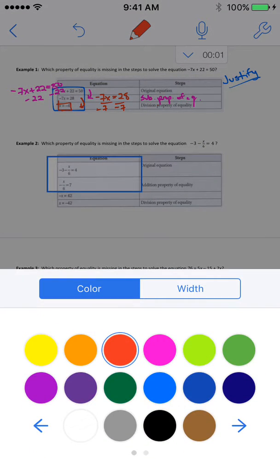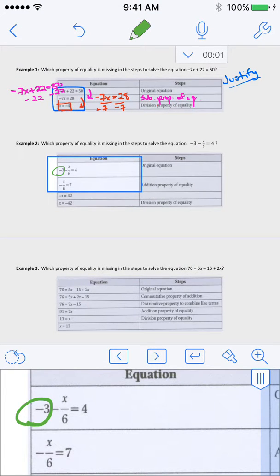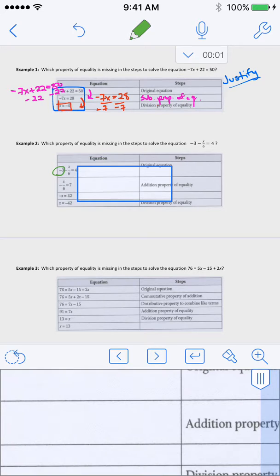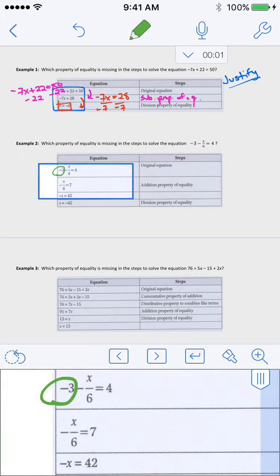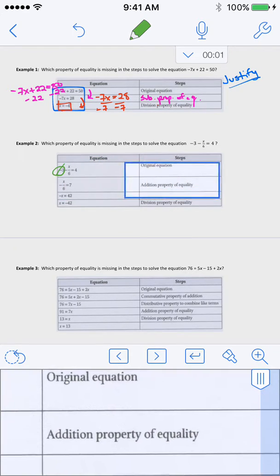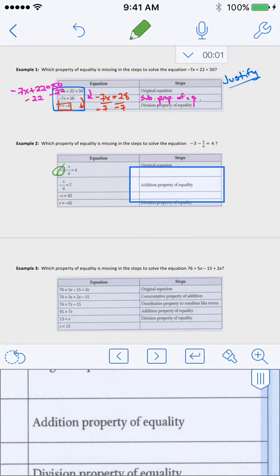So right here, the thing that is the farthest away is the negative 3, right? And I mean the farthest away on the same side. So we're going to start by moving that 3 over, right? We add 3 to both sides. And when we do that, we get no more negative 3 on this side, and we get a 7 on the other side. That was the addition property of equality, just like they said.